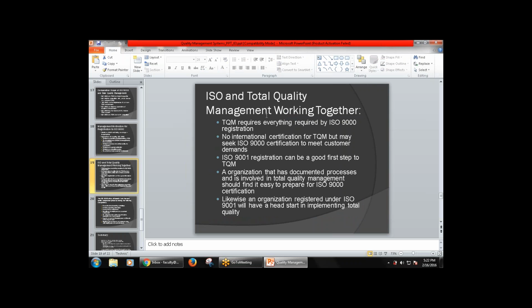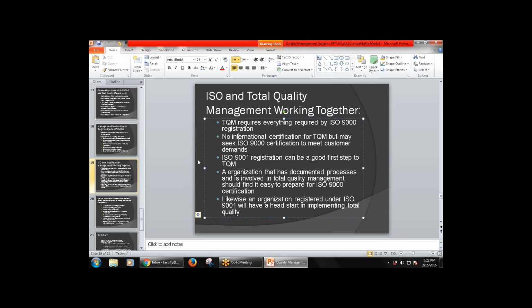Now, next is ISO and total quality management working together. What happens when ISO and TQM work together? TQM requires everything that is required by the ISO 9000 registration. So whatever the requirement of the ISO 9000 standard, that need will be carried out with the ISO standard.